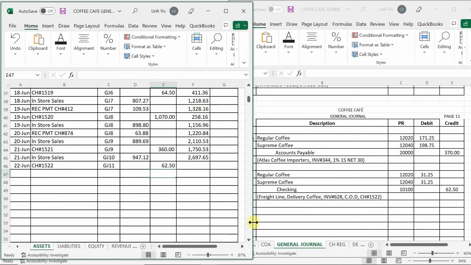Okay, you're going to subtract 62.50 from your 2,697.65, because we wrote that for checkout. And that would be 2,635.15. Good.